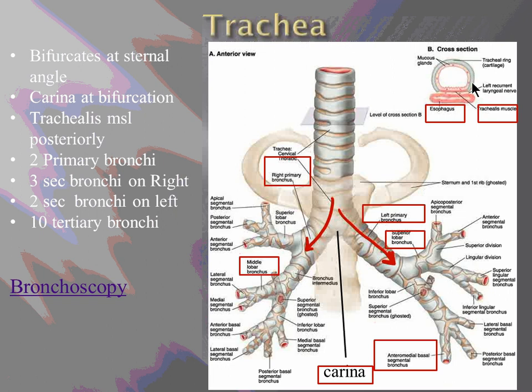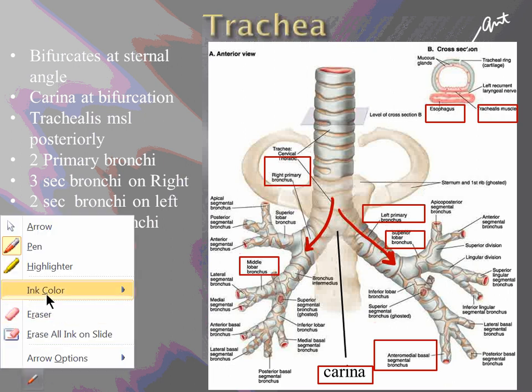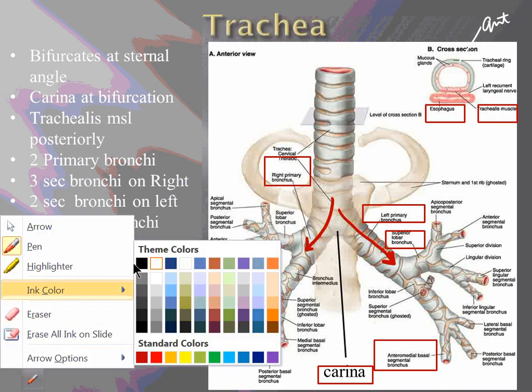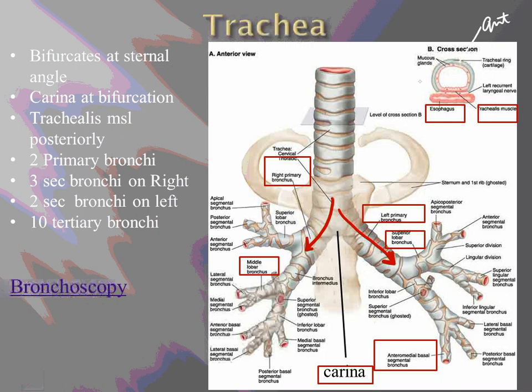So if you're looking up here at a cross section, notice here, this is the anterior aspect. And this here is the posterior aspect of the trachea. And notice there's this muscle here, which is called the trachealis muscle. See which structure is lying behind the trachealis muscle.